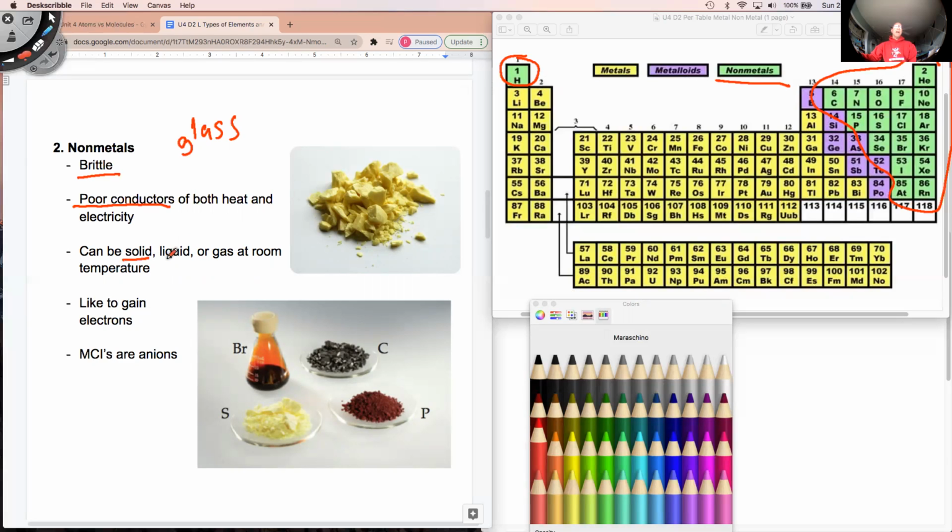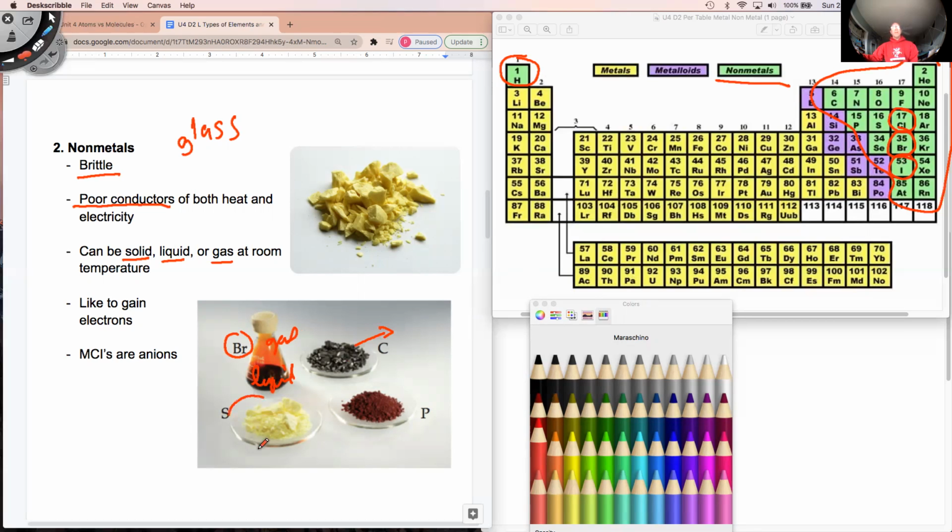Nonmetals can be a solid, a liquid, or a gas at room temperature. So chlorine is a gas at room temperature. Bromine, which you can see right here, is also a gas, but depending on the temperature, because it's pretty finicky, it can also be a liquid at room temperature. And then something like iodine up here is a solid. So right here in this column, you can have a gas, a liquid, and a solid in the nonmetals. This is carbon, also a solid.